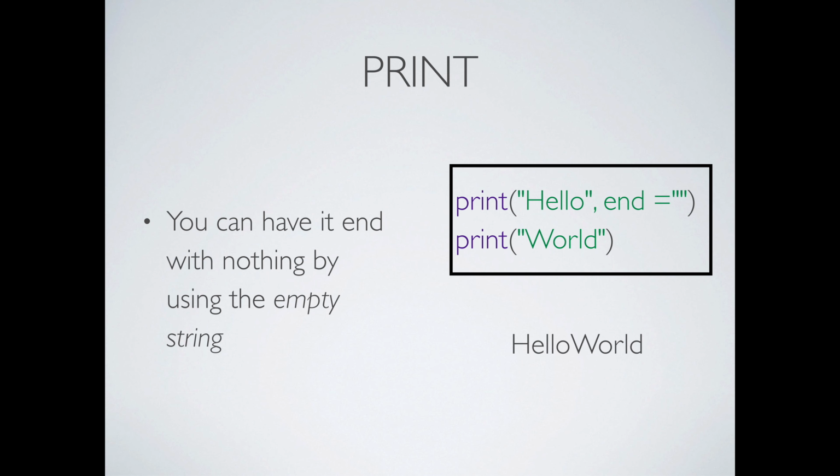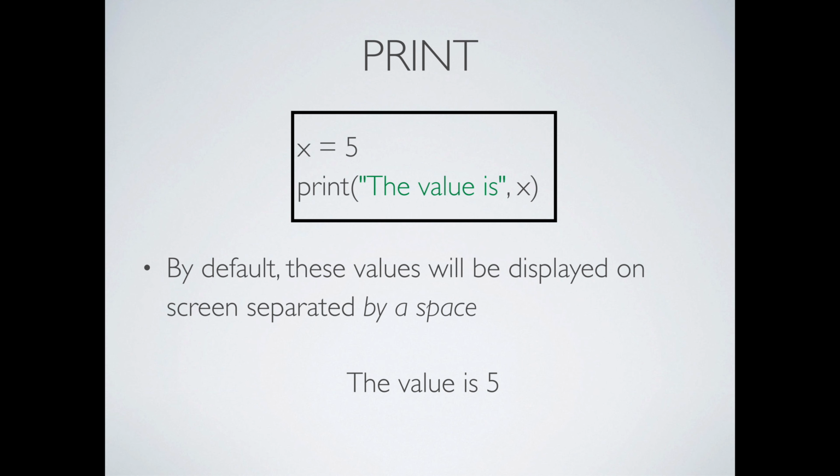Another thing you can do with print, remember how we talked about print can display multiple values on the same line if you separate those values by commas? And by default, those values will be separated by a space. So for example, x equals 5, and then when you print this string and x, that string and the value that's stored in x will have a space added to it, right? Remember when we talked about this comma separation?